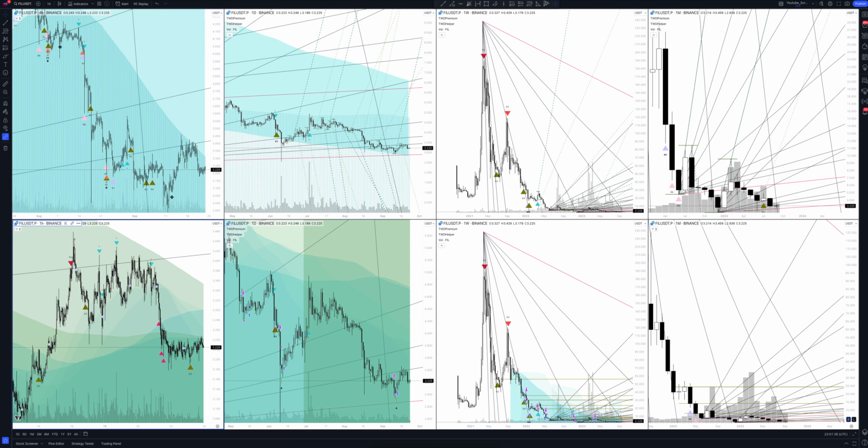Today we will take a look at Filecoin cryptocurrency. Let's analyze the market situation and find out how you can make money on it. Let's start.